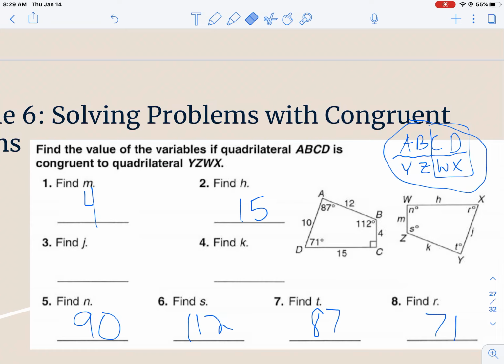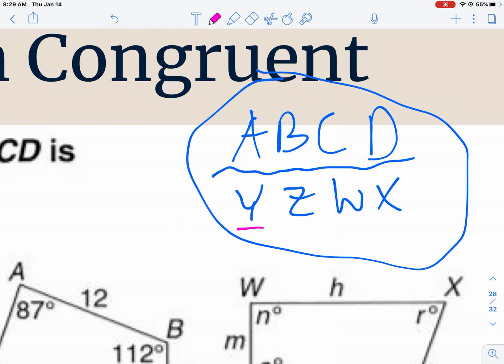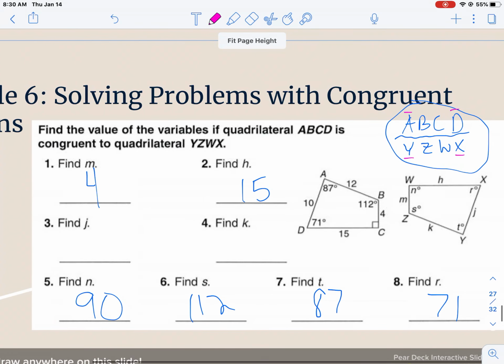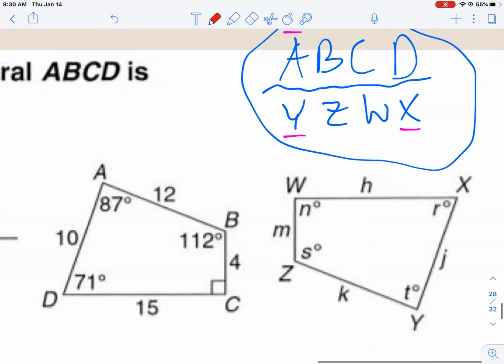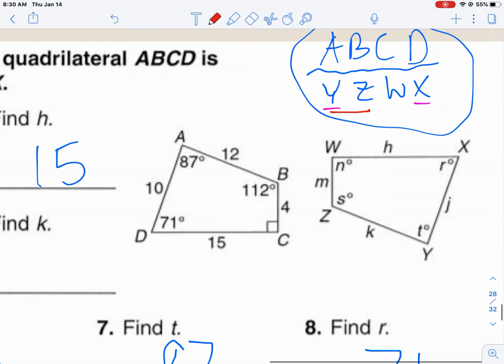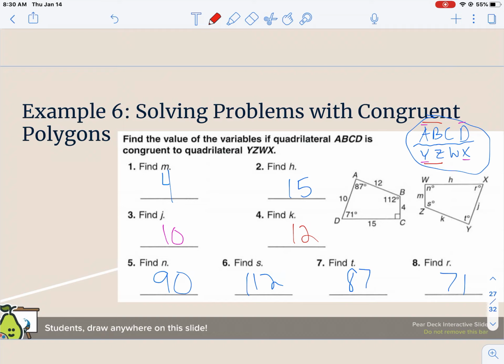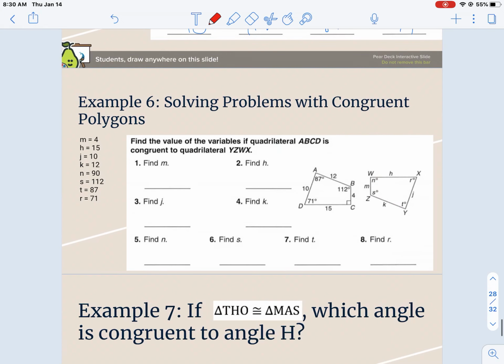Okay? So finding J. J is at XY. So XY is the first and last letter. So XY matches up with AD or DA, doesn't matter. So J has to be 10. And last but not least, I'll let you try and figure out what K is. So K is YZ. YZ matches up with AB. AB is 12, so YZ is 12. And thus K is 12. So you just want to go through, match them up, and then fill in the value, okay?